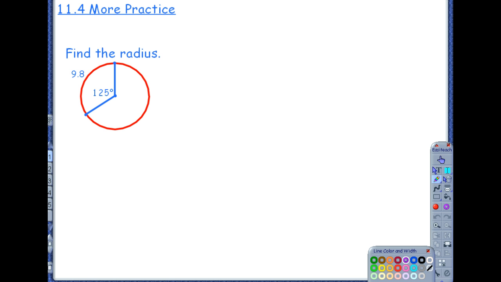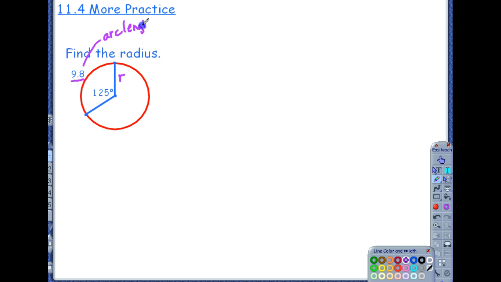So this one, it says find the radius. Now, notice what I'm giving you. Let's think about what we're trying to find. It says find the radius. Now the radius, I'm going to just label this R. That's what we're trying to find. That's the question mark. What does the 9.8 represent? That's the length of the arc. So this is the arc length.